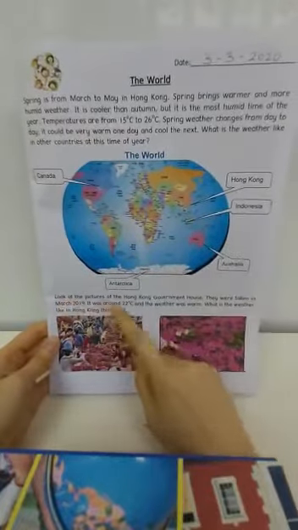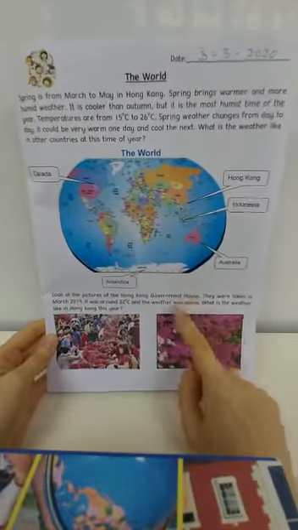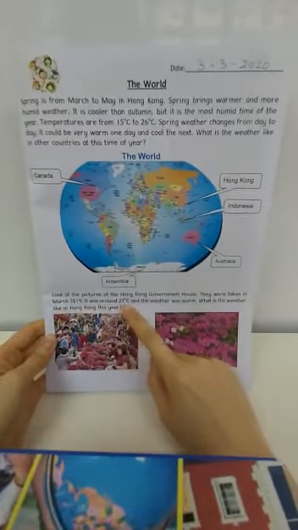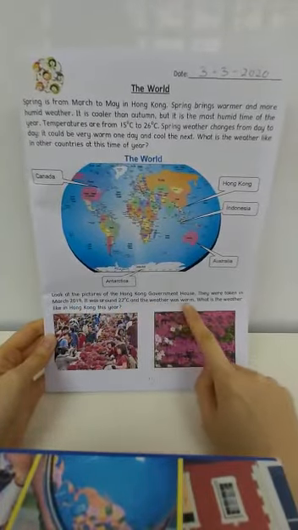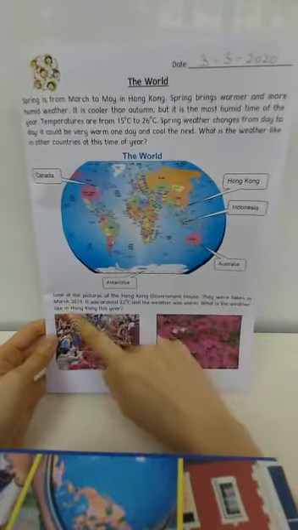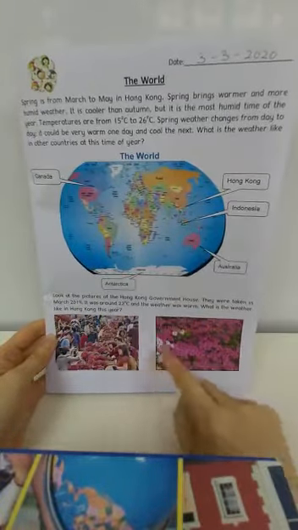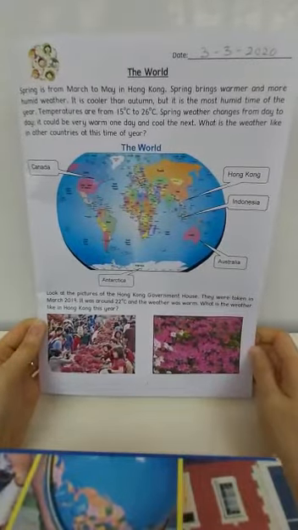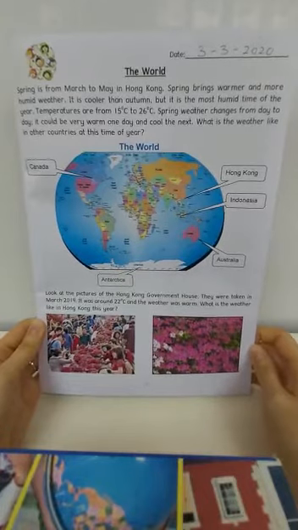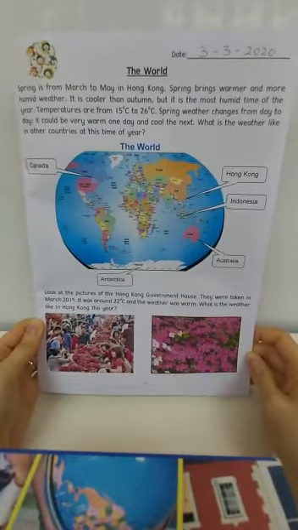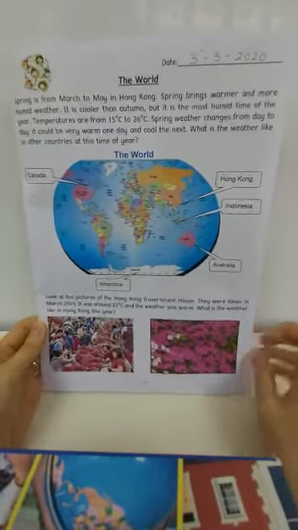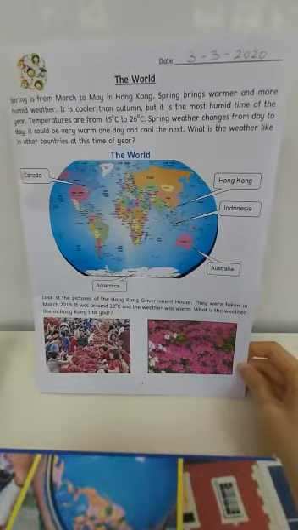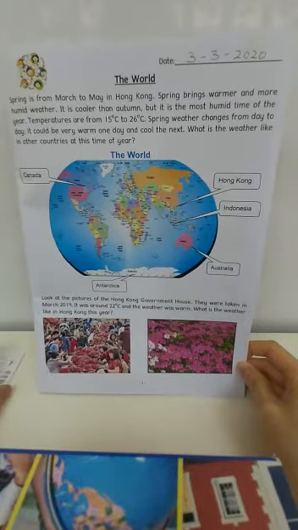So look at the pictures of the Hong Kong Government House. They were taken in March 2019. It was around 22 degrees and the weather was warm. What is the weather like in Hong Kong this year? So these two pictures were taken last year, so it's very beautiful. So springtime, all the plants start to grow and the flowers start to blossom, and it's very, very nice. It's a perfect temperature for plants to grow.